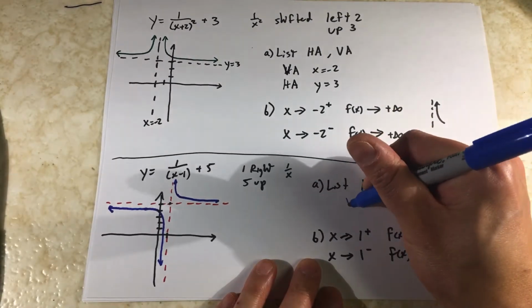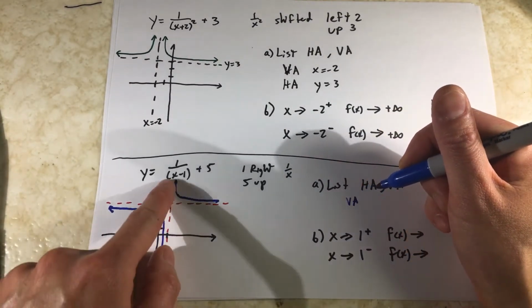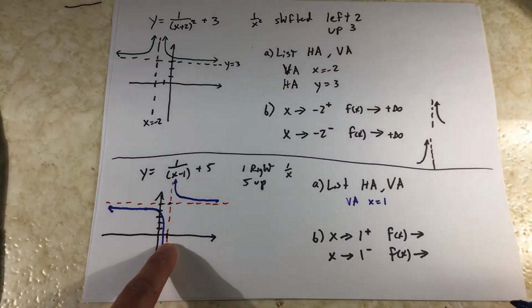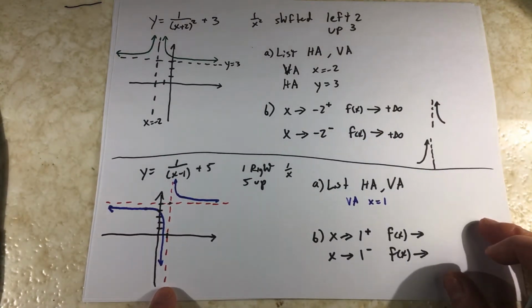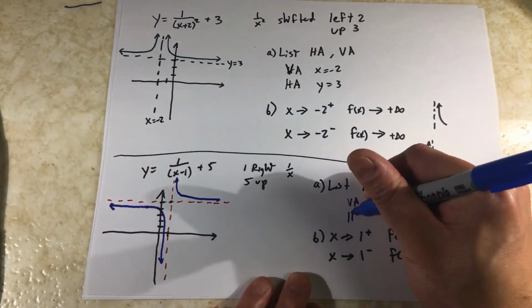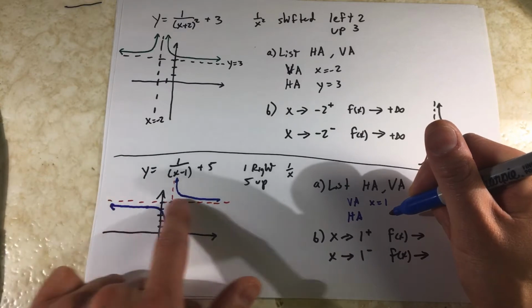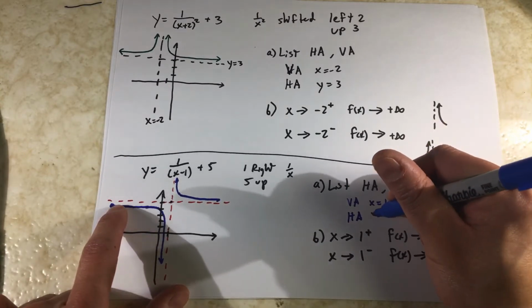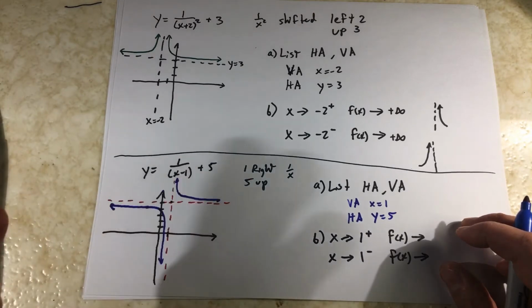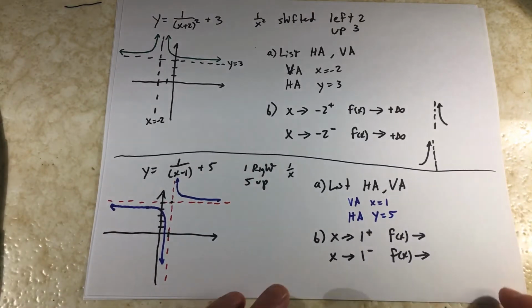So let's look at our vertical asymptote. Our vertical asymptote is this line right here, and that's represented by the line x equals 1. So it's x equals 1 and every value of y. Our horizontal asymptote is this one right here, and this is y equals 5. So y equals 5 and every value of x represents that horizontal line.